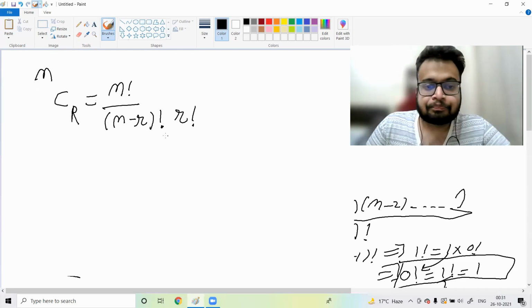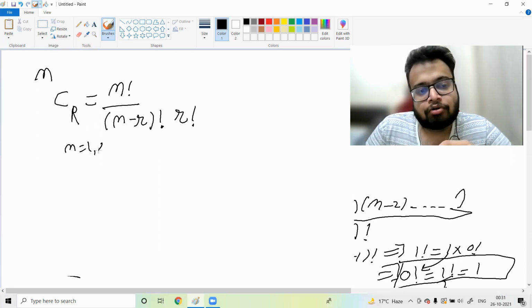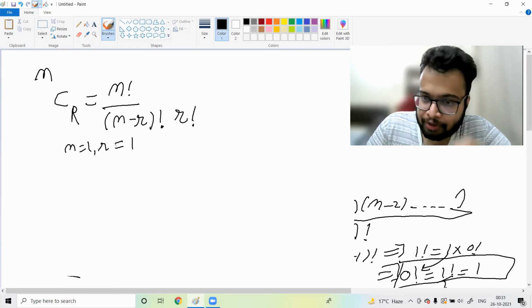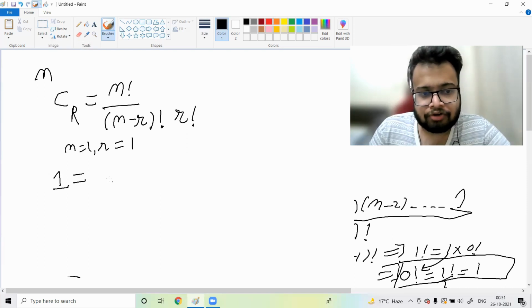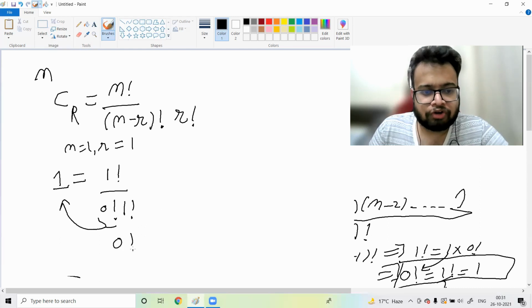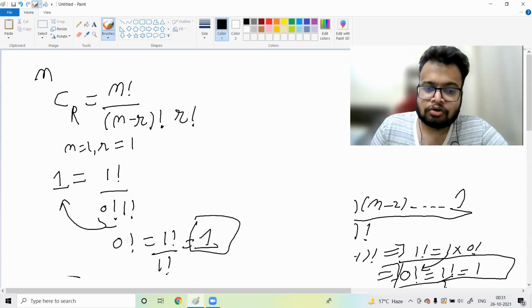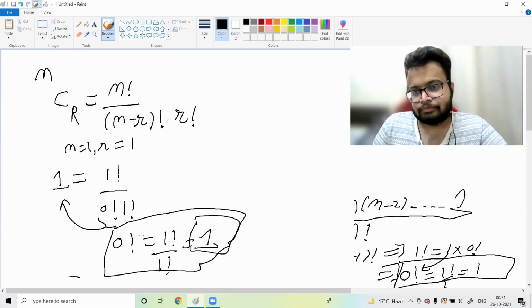So if we see over here, nCr, the number of ways, if I put n = 1 and r = 1, that is the number of ways of picking one object out of one object. That will be 1, obviously, right? So my left hand side will be 1, and on the right, 1 factorial divided by (1 minus 1) factorial, which is 0 factorial, and r factorial, which is 1 factorial, right? So if I put this 0 factorial over here, it will be 0 factorial = 1 factorial divided by 1 factorial, which is equal to 1, right? So this is another proof which tells that 0 factorial is equal to 1.